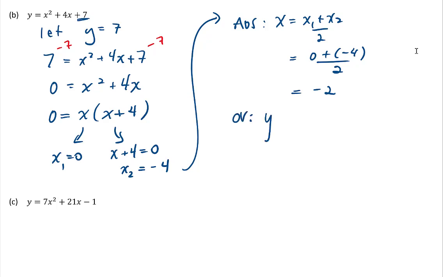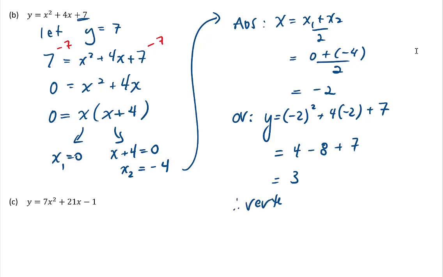And then last step is to get my optimal value. So I'm going to have y equals, and I'm going to sub negative 2 into my original equation, and then solve for y. And if I do that, I get y equals 3. So therefore, my vertex is, using the axis of symmetry and the optimal value, negative 2 and 3.